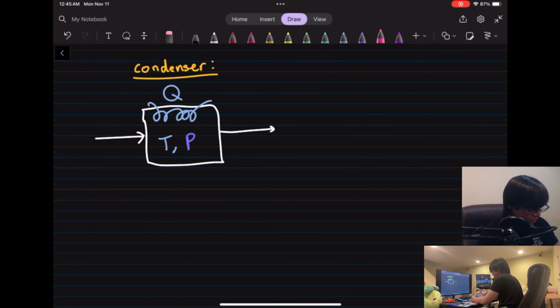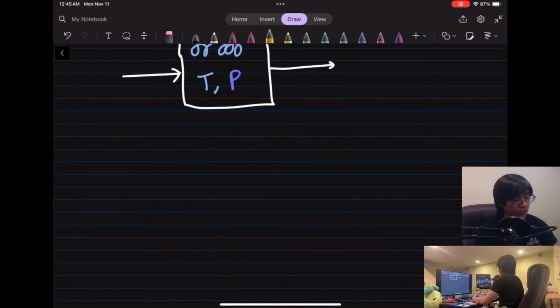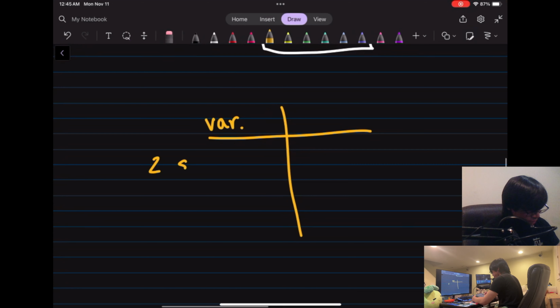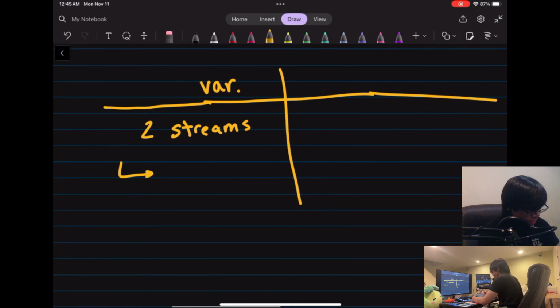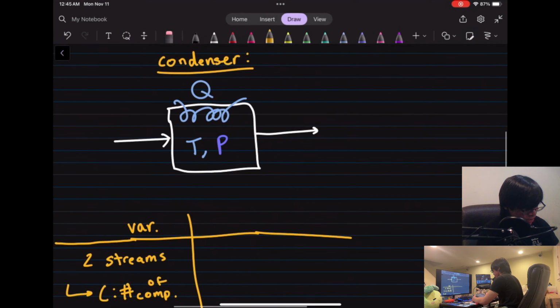So we have the condenser, and we have two streams. Let's just stick with orange. For our unknowns, I'll say variables, but it's the same thing as unknowns. We have two streams going in and out. And then each stream has some number of variables associated with it. Like I mentioned, there's C, the number of components. And then we have a temperature and pressure associated with these two streams.